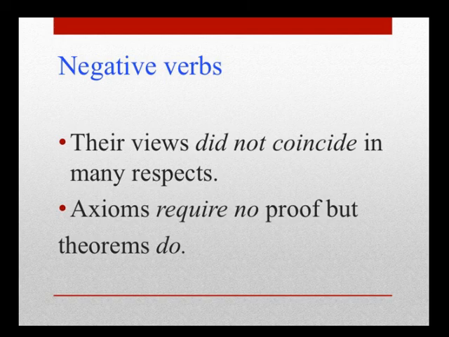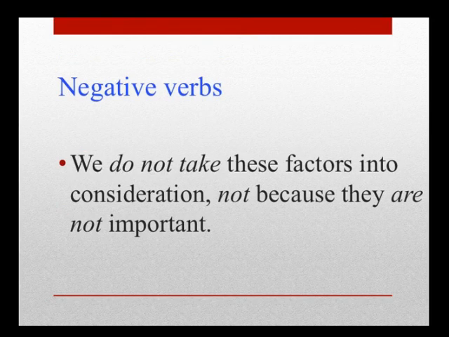As for the negative verbs in technical translation, except for the common structures, their views did not coincide in many respects. Их точки зрения не совпадали по многим вопросам. We can also have a negation before a noun, which should be translated with a negative verb. Аксиомам не требуются доказательства, но теоремам требуются. Require no proof. I believe you know this, but I just need to draw your attention to this, especially if you translate from Russian into English, because sometimes translators fail to remember this kind of structure.